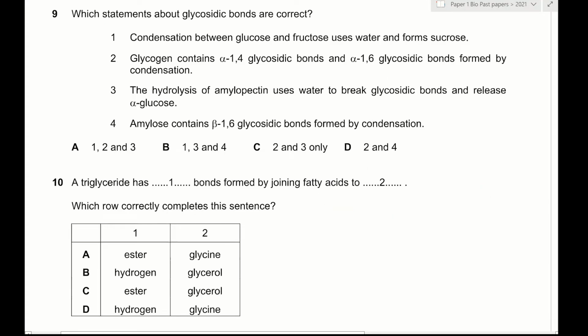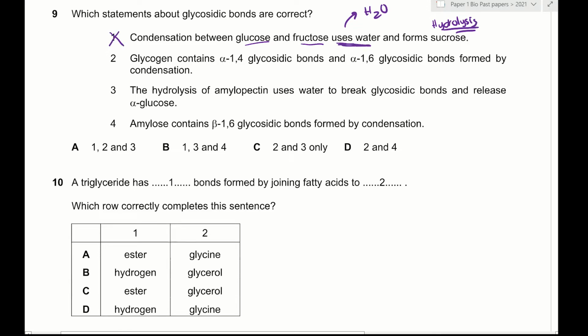Number 9. Which statements about glycosidic bonds are correct? 1. Condensation between glucose and fructose uses water and forms sucrose. Yes, glucose and fructose do form sucrose, but here it says uses water. Actually, condensation reaction releases a molecule of water, it doesn't use it. Using water is actually a hydrolysis reaction. Therefore, 1 is going to be incorrect.